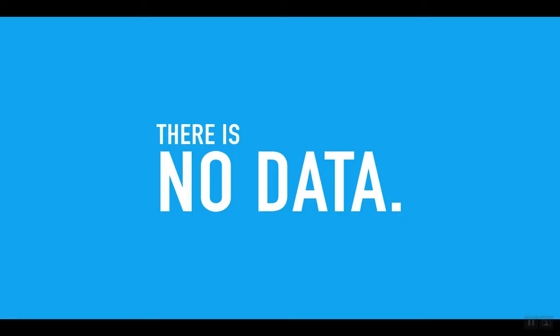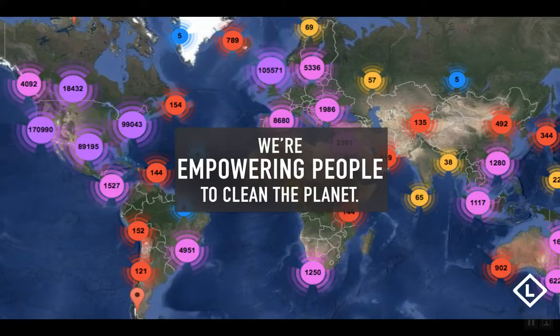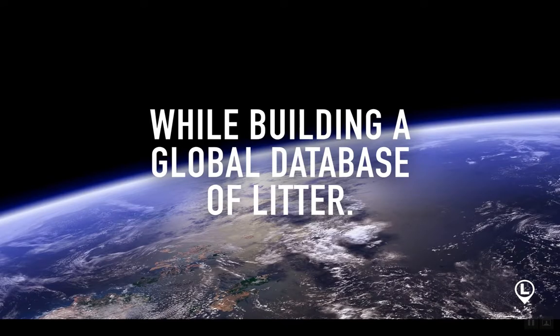And with such a vast problem, what we've seen, and again, we've been at this for about 6 years, there really is no data, or if there is data, it's very limited. And so Litterati is empowering people to clean the planet. We started off with one person picking up 1 piece of litter. We're now over 100,000 people picking up anywhere up to 10,000 pieces of litter a day, and we're in about 115 countries. And while we're doing that, we're building a global database of litter.